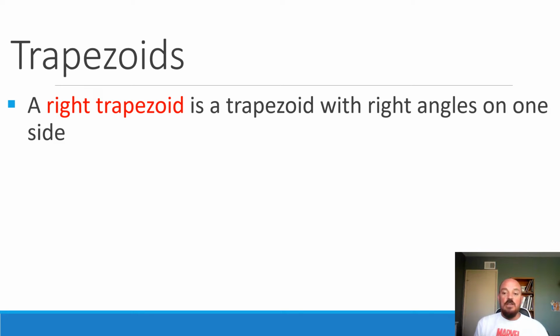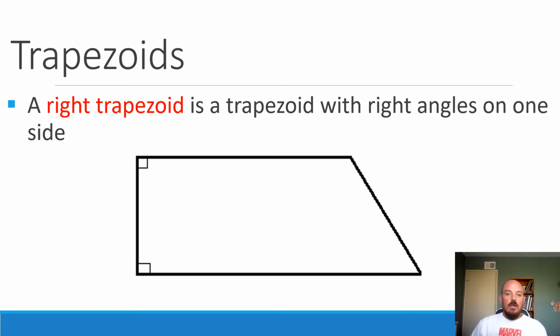Okay, our next vocab word is a right trapezoid. And a right trapezoid has to do with right angles. And I said in the description, you have right angles on one side. That's important to notice, because if you had right angles on both sides, then it's a rectangle, and it's not a trapezoid anymore, because you have two pairs of parallel opposite sides. So you can't have right angles on both sides of a trapezoid. That would make it a rectangle, and it would no longer be a trapezoid.